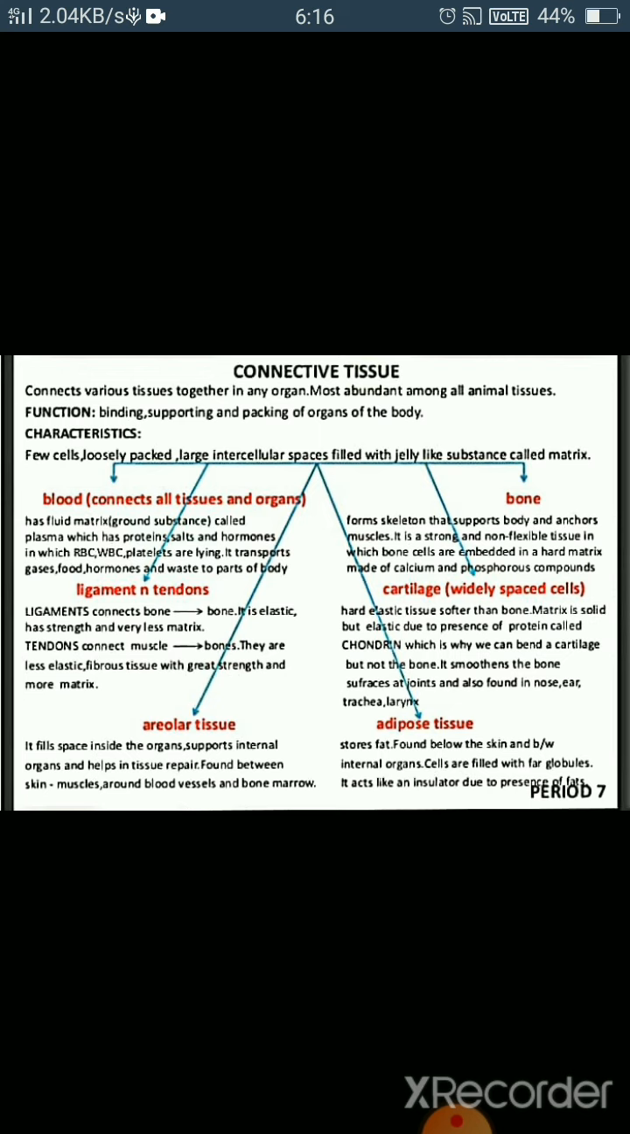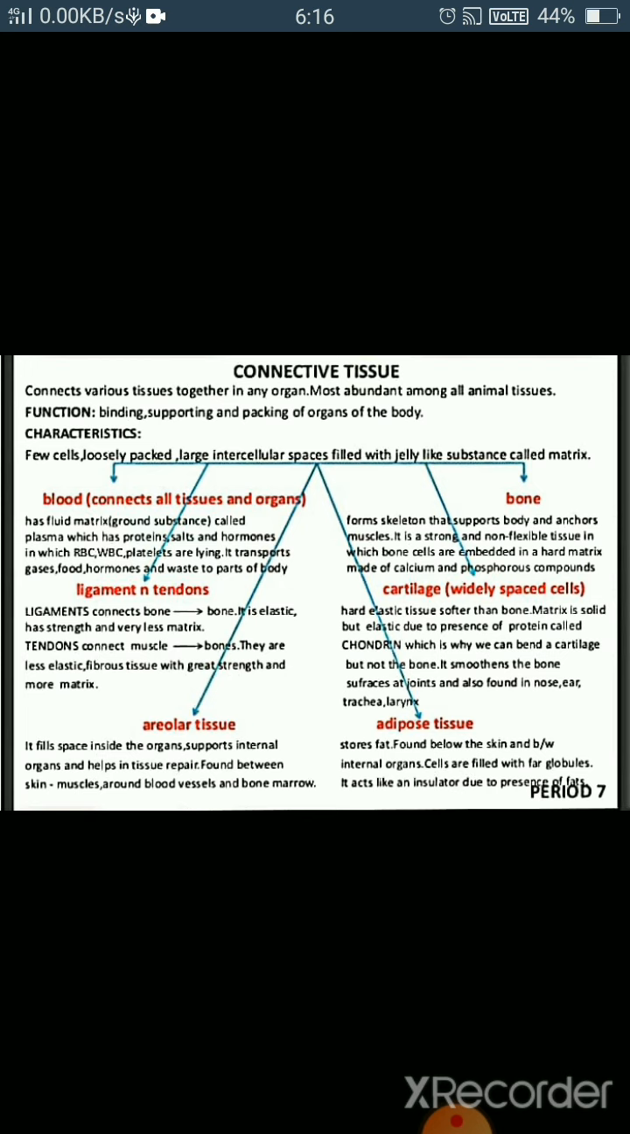Blood is a kind of connective tissue and it has a fluid matrix called plasma, in which red blood cells, WBCs, that is white blood cells, and platelets are suspended. Plasma contains proteins, salts and hormones. Blood flows and transports gases, digested food, hormones and waste material to different parts of the body.